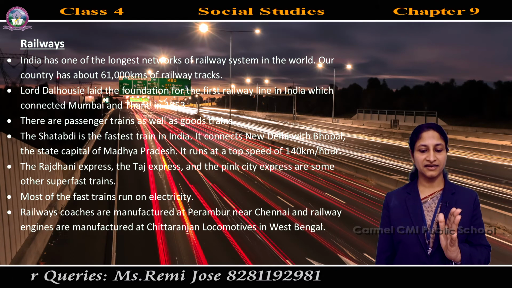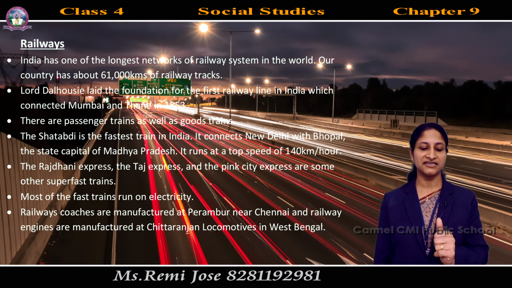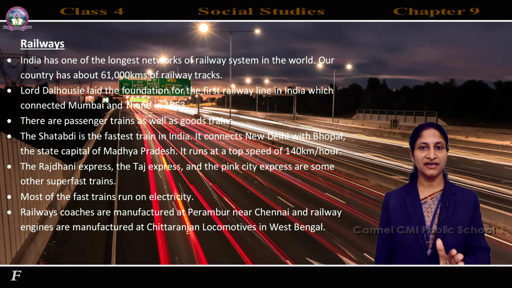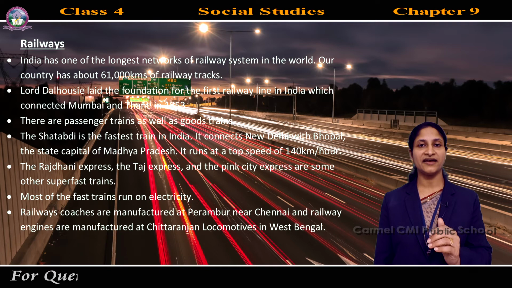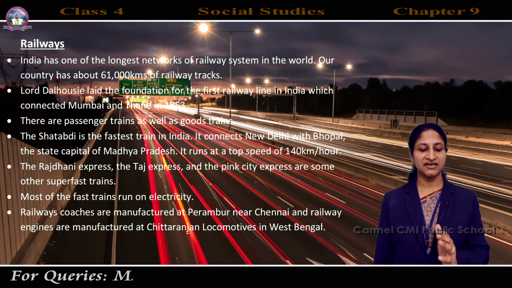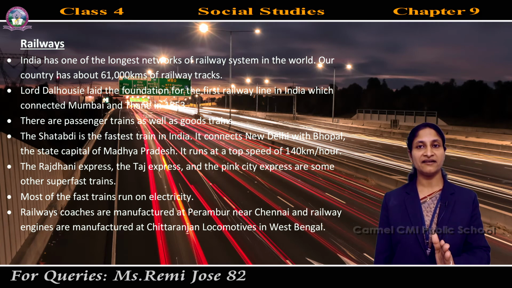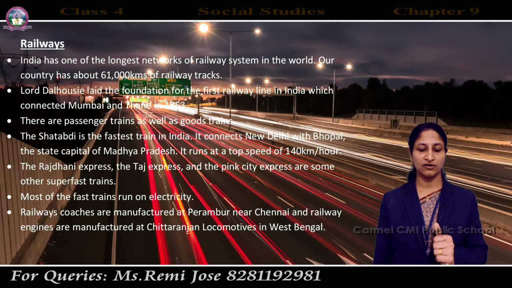The railway coaches are made at Perambur near Chennai, and railway engines are made at Chittaranjan Locomotive Works, which is situated in West Bengal.